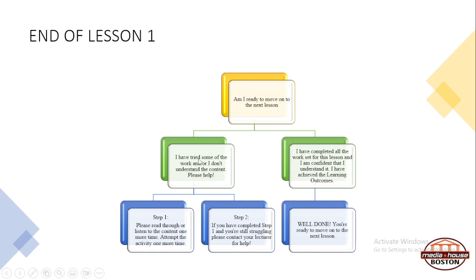But if you have tried some activity and you don't understand the content, you will have to reattempt. And if after reattempting you still don't understand, you will contact me and I will try to assist you to make sure that you understand. But if you reattempt and manage, then you can move to the next lesson.